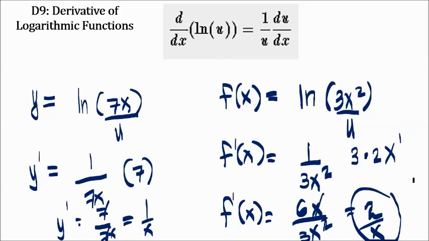So, sir, basically, whatever is in the parentheses beside ln, you will get the reciprocal and then multiply the derivative. Yeah, that's very good.